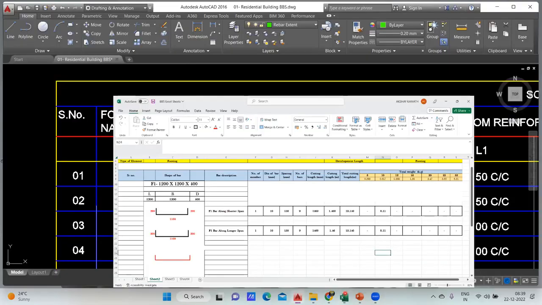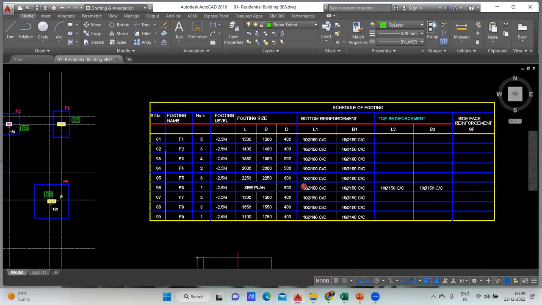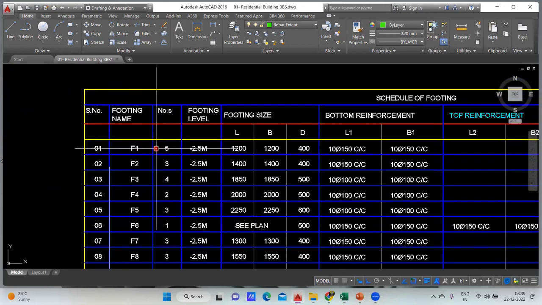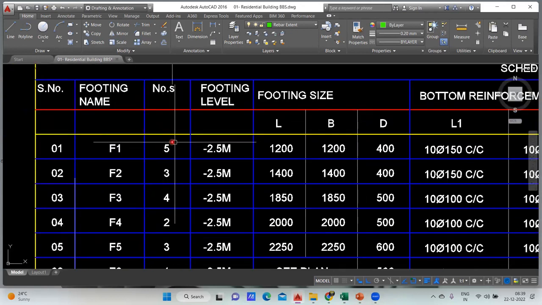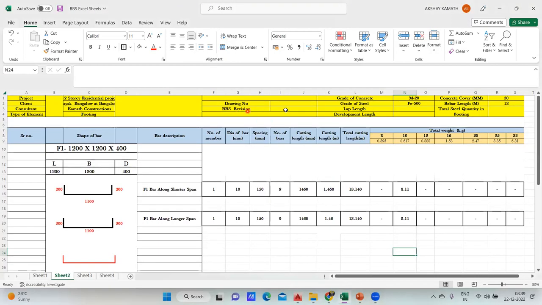Now let us say that happened. You prepared the Excel sheet and kept it, but maybe after some time the structural designer or somebody changed the drawing, and he told that F1 footing is not one, we have five F1 footings. Then what will you do? We have to come here. That is why I've written BBS revision. Maybe on a revision, you'll get a separate drawing.